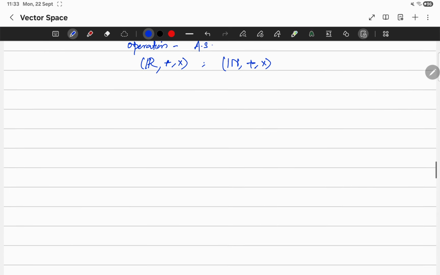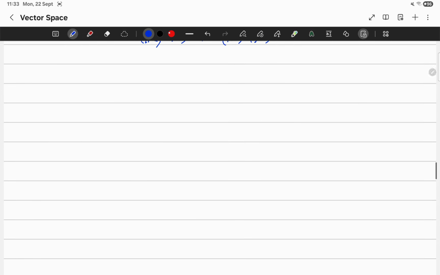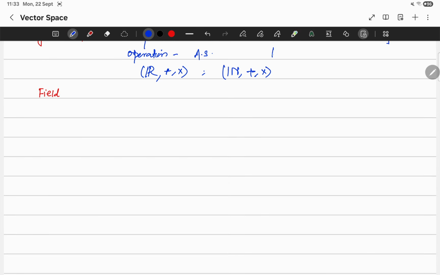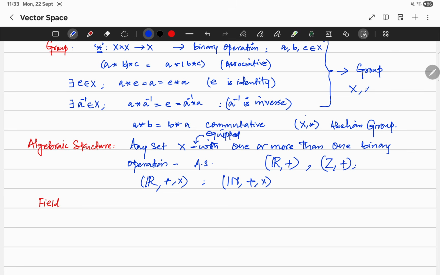Now, as we have seen the definition of group and algebraic structure, what is necessary or important for our vector space, which we have to study, is the field. So here you can also take real numbers with addition only, or integers with addition, where addition is closed. With more than one operation you can call it an algebraic structure. And you have seen that in a group we take any set with respect to one operation only. For example, we have seen R with addition is a group, isn't it? Complex with addition is a group, so we are taking only one binary operation.